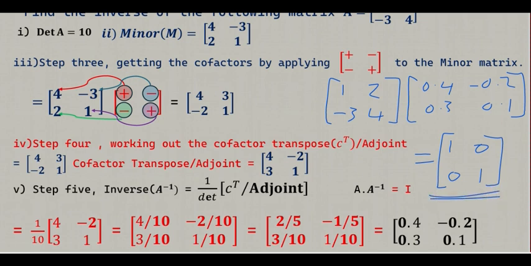Because remember we said when you multiply a matrix times its inverse, you get the identity matrix, and in this case this is our identity matrix. Now we are done with that.